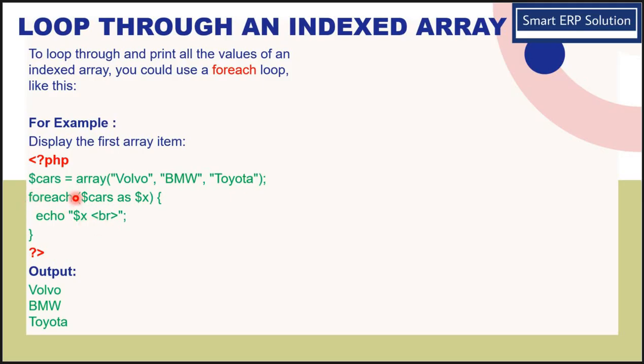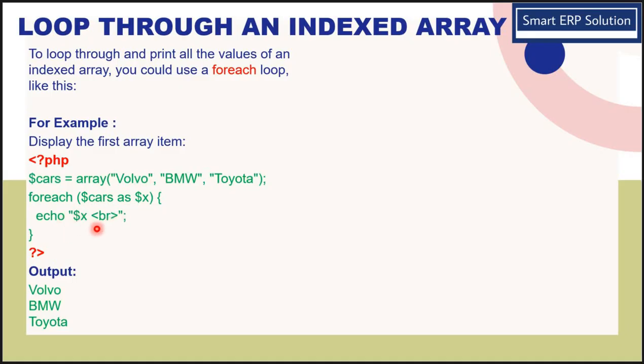So to display every item of an array, we need to use the foreach keyword. foreach is a loop. Here is the syntax of the foreach. $cars is the array variable, then as $x. Then $x will be counted as the item of this array. And if we write echo $x, then every time the item will be printed.